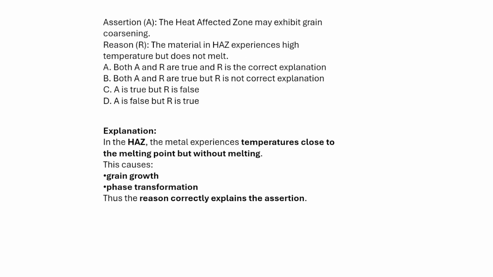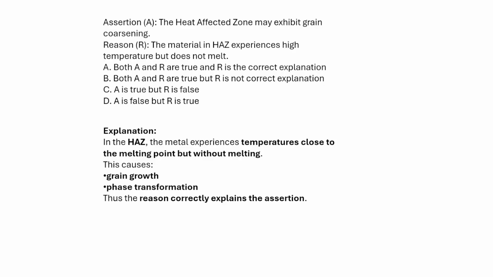Okay, next. There are two statements here. Assertion: the heat affected zone may exhibit grain coarsening. Reason: the material in the heat affected zone experiences high temperature but does not melt. So we have to see whether the reason is correct or not. Both A and R are true, and R is the correct explanation. The heat affected zone may exhibit grain coarsening. Yes, in the heat affected zone we can see grain coarsening.